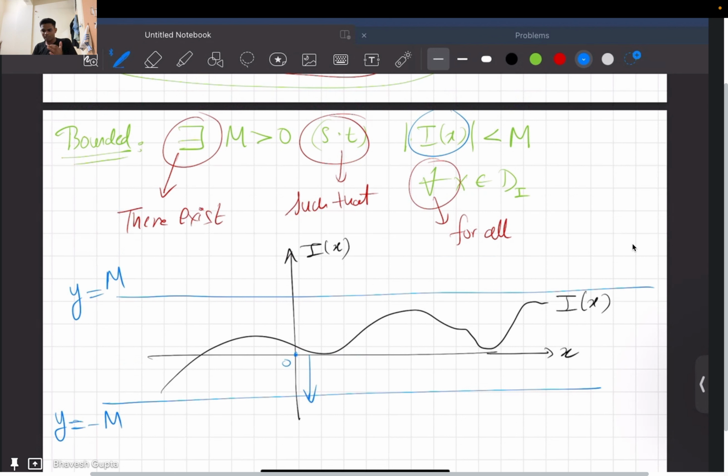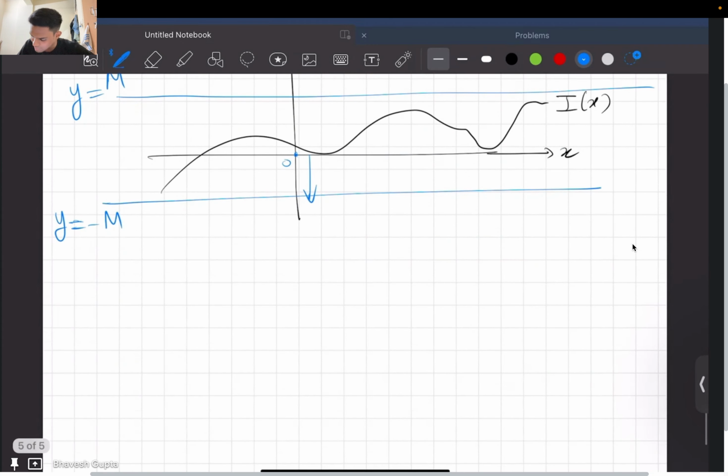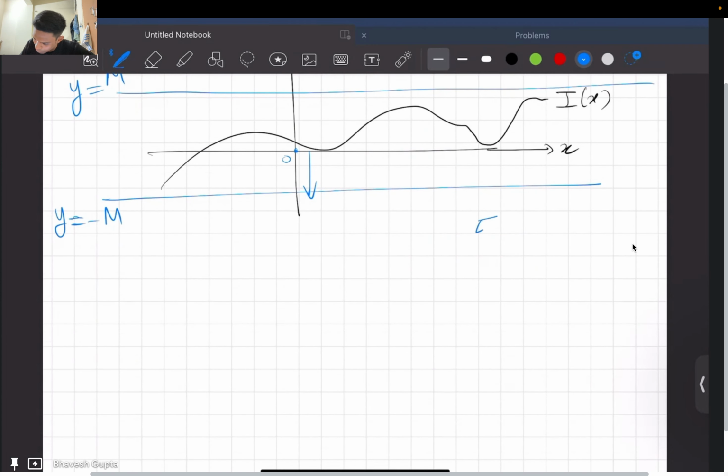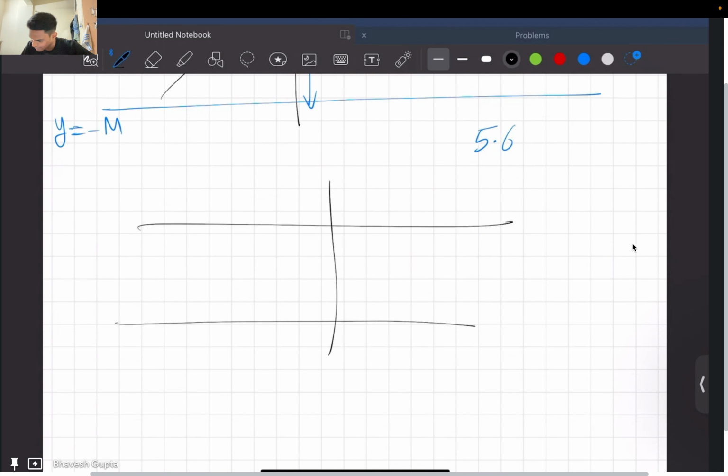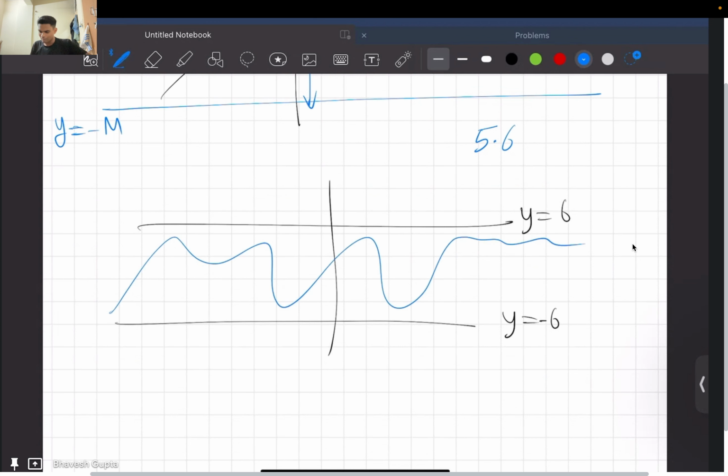Yes, sir. What I'll do, I'll find that maximum vertical distance. For example, let that vertical distance come out to be, let's say, 5.6. Then I'll construct two horizontal lines, y equal to 6 and y equal to minus 6, such that my function is always between these two horizontal lines. So I can say that 6 is my m.